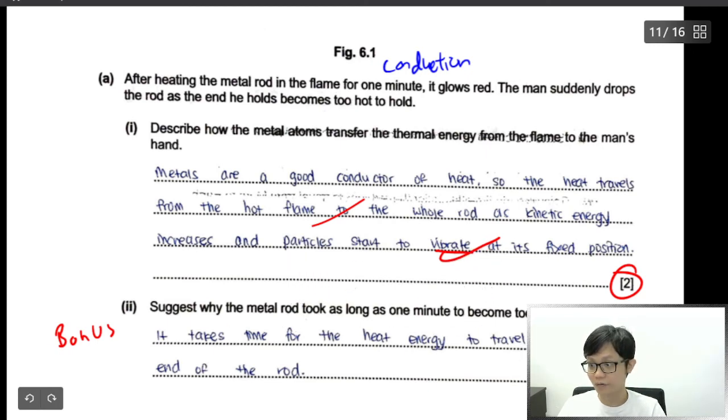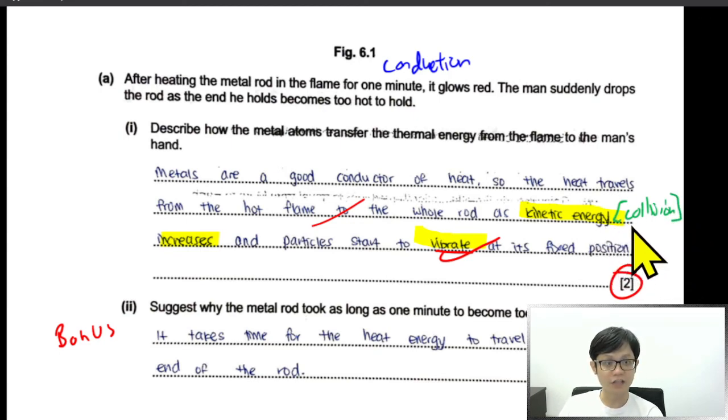So which one is the keyword? Wait, I'm looking for the keyword. Of course I mark it correct lah, because another keyword in the marking scheme is passed from atom to atom by collision. Kinetic energy increases also can. But follow this one: kinetic energy will increase the collision of particles. So just add this one, and then vibrate, increase the vibration. Of course, one more is reference to free electrons, you can also write. So yeah, I give 2 marks.